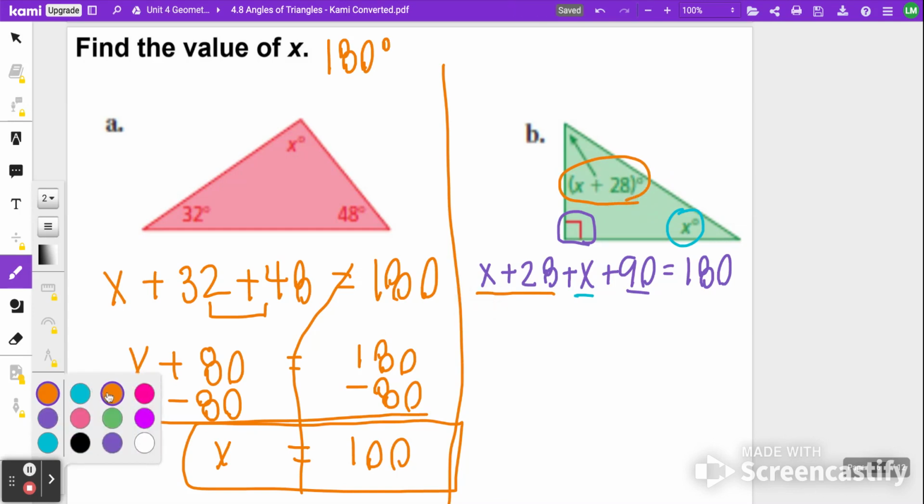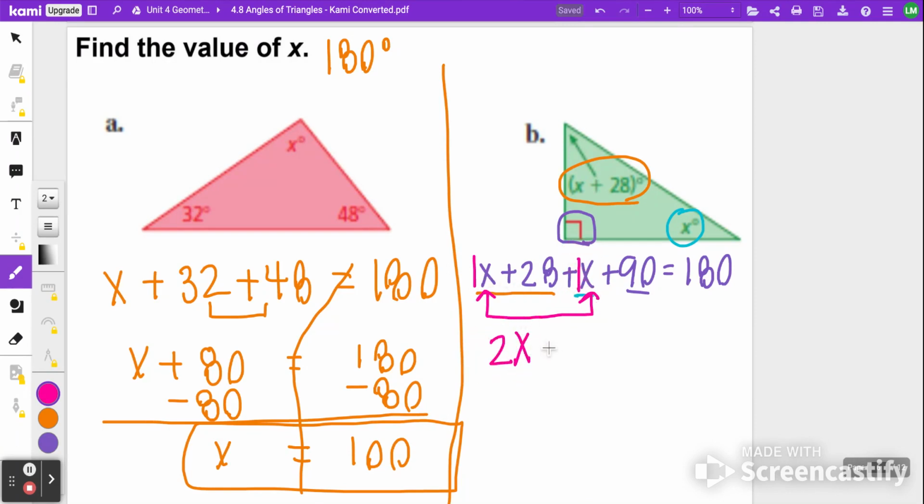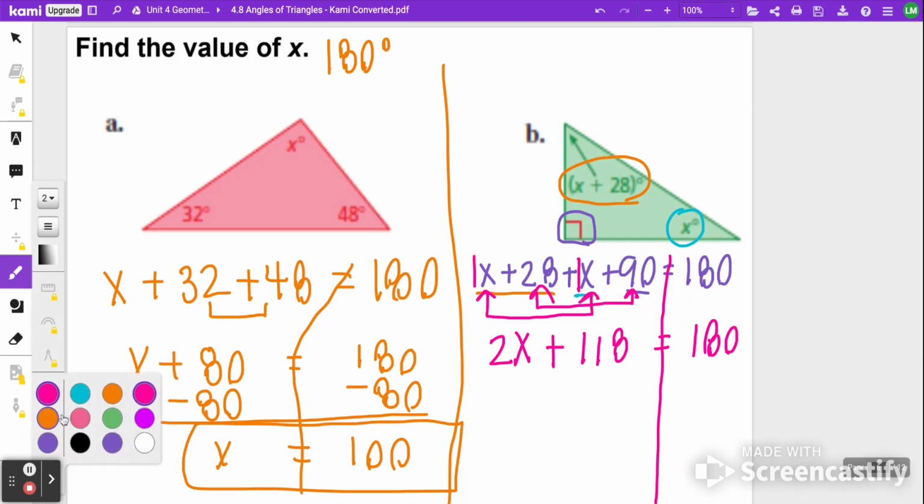The first thing I want to do after I've written that equation down is I want to look for any terms that I can combine. The first thing I want to put together are my x's. This is 1x. Remember, we can add the 1 in front, plus another 1x equals 2x. I can also put together my 28 and my 90. 28 plus 90 is 118, and that is now equal to 180. Let's go ahead and draw my line down the equal sign and get started on finishing up the rest of my solving.